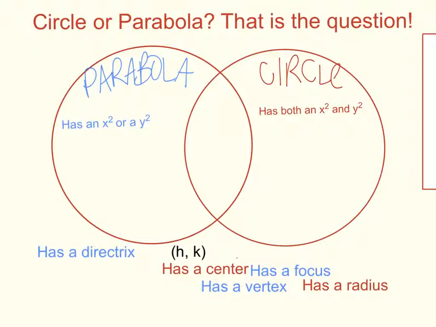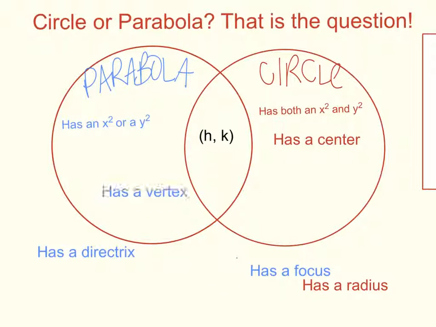So that's one of the ways that I can differentiate between a parabola and a circle. If both of the variables are squared, then it's a circle. And if only one of them is squared, then it's a parabola. Now that said, I know that both have an (h, k), but it means something different for each shape. For example, for a circle, (h, k) is the center. But for a parabola, (h, k) is the vertex.